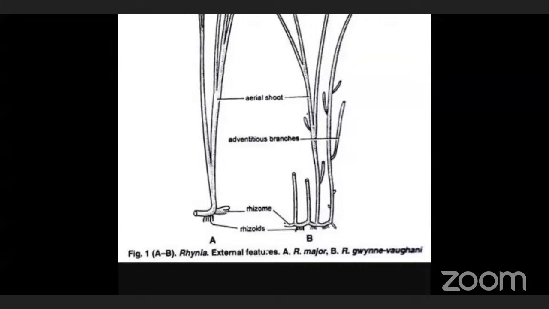Rhynia was a primitive vascular plant. The stele was a simple protostele, with a central core of xylem surrounded by the phloem. So there is no pith. The anatomy of the rhizome and the aerial stem was essentially the same in both species of Rhynia.